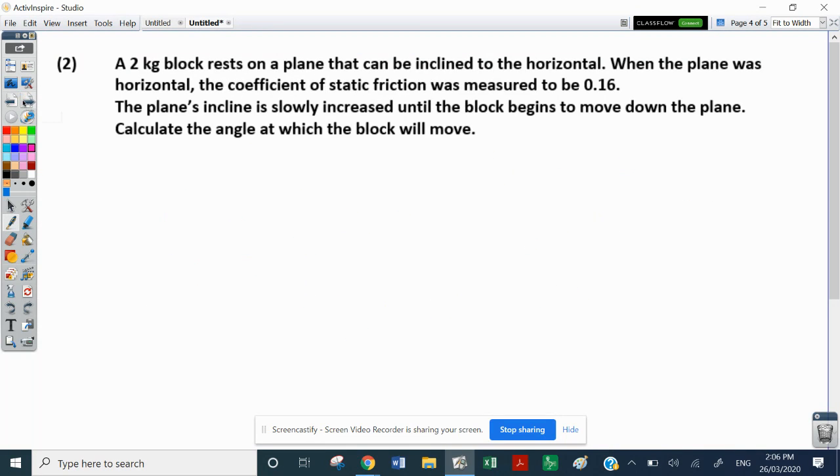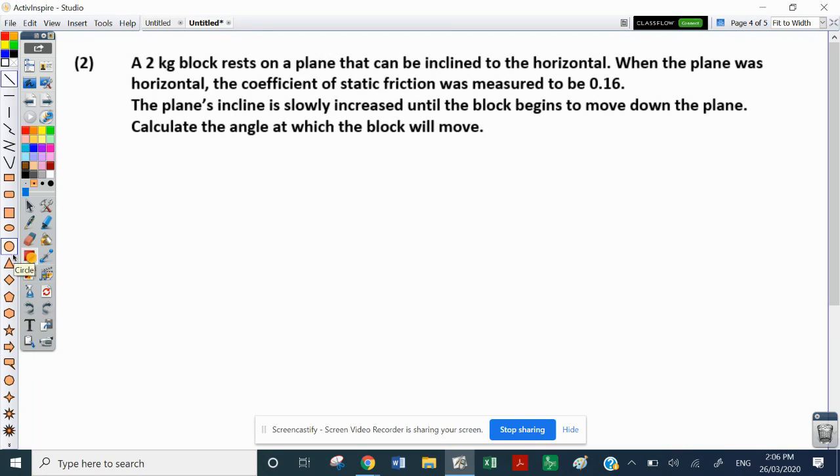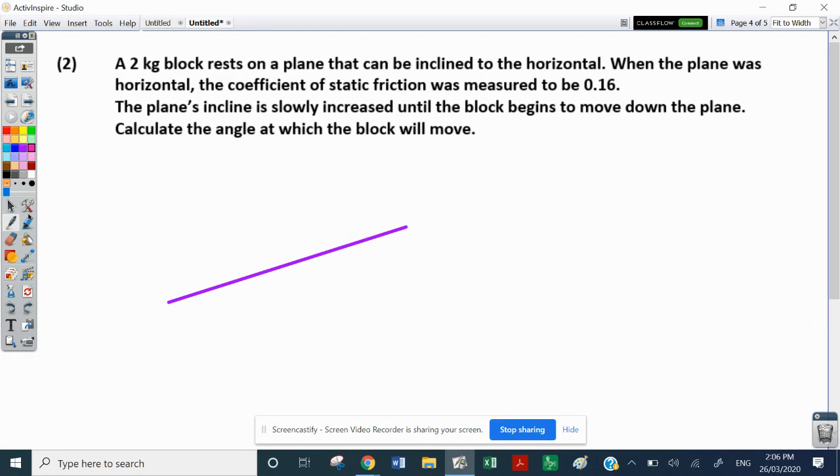Right, let's move to another. A 2 kilogram block here is also on an inclined plane. So let's just put an inclined plane there. Let's give it a purple inclined plane. And the coefficient of static friction in this case is 0.16. Right, the incline is moved up slowly and slowly. It's increased until it starts to move. We know that the moment this thing starts to move down, the tan of that angle would equal mu s.